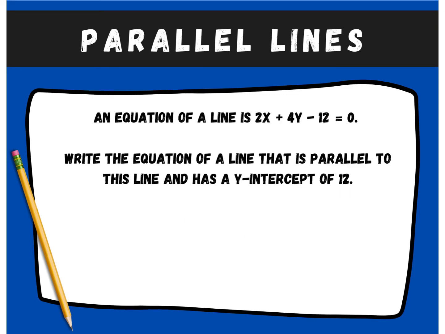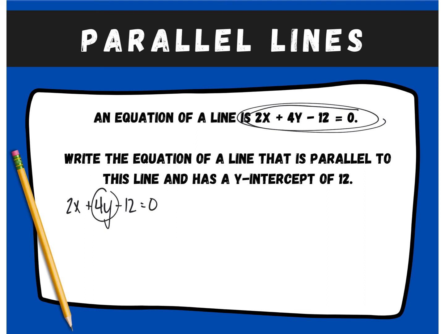Here's a problem that's really similar, but just a little different. This time we're still writing the equation of a parallel line, but you'll see that we're not given something perfect. We're not given something in slope-intercept form. That means we need to manipulate this equation first before we can even get to the actual question that's asked. So let's start with 2x plus 4y minus 12 equal to 0, and we need to get y by itself.